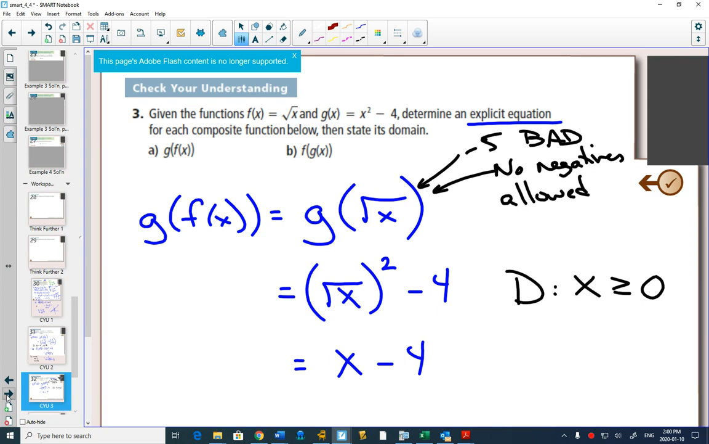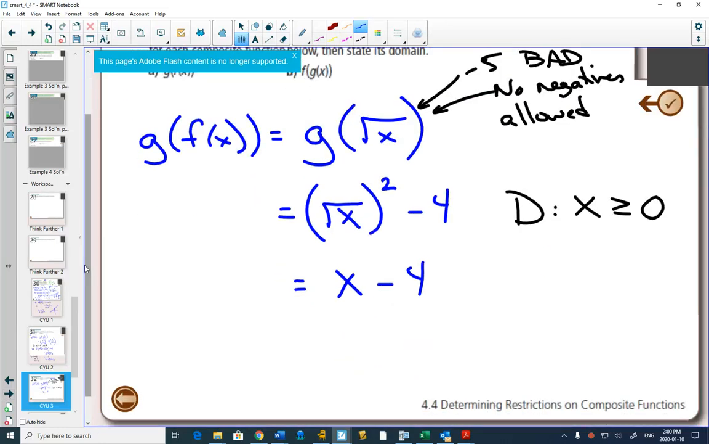If you were asked to graph this as a final answer, y-intercept is -4. It's a straight line with a slope of 1. But your graph would only have that part of the line when x is bigger than or equal to 0, not the rest of it. So with your domain, even though things simplified to get rid of your square root, you still have to consider the domain throughout the entire question.